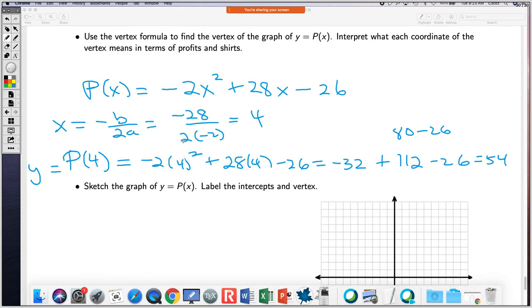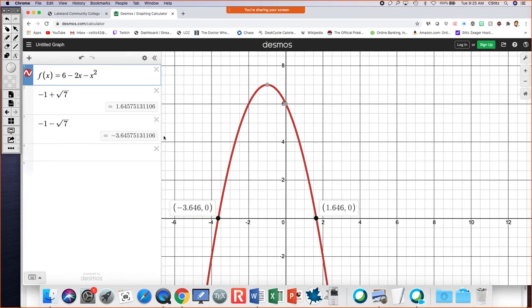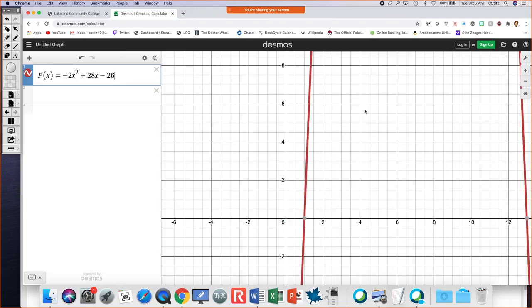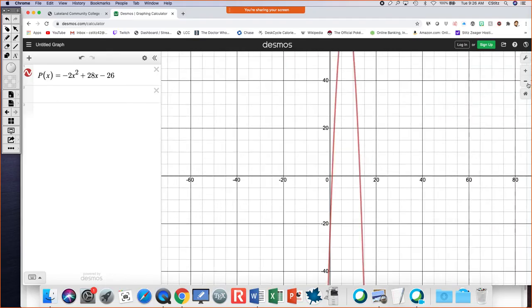So what does that mean? So let's go ahead. We're going to use Desmos to dial this up. So we'll call this P of x, negative 2x squared plus 28x minus 26. Now initially when you graph it, if you're on the standard window, you're not going to see it.